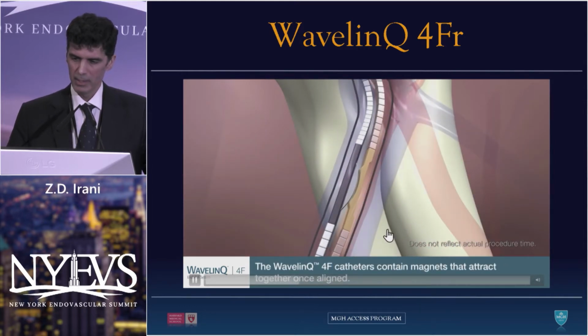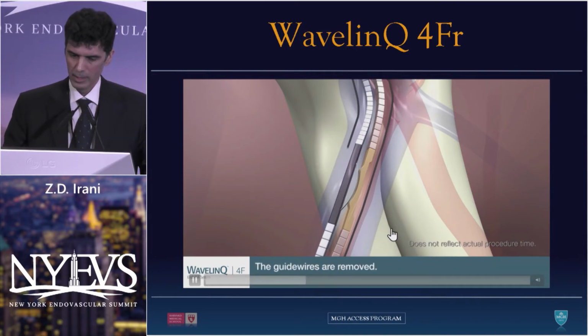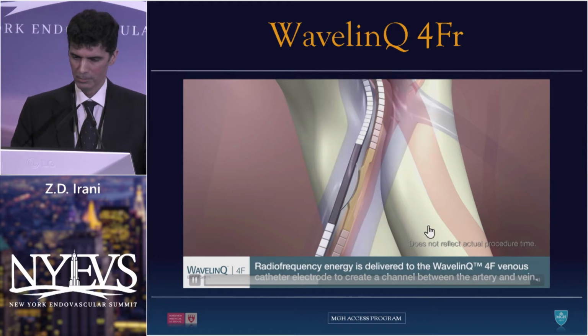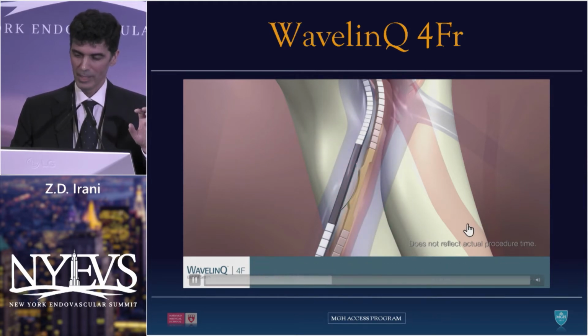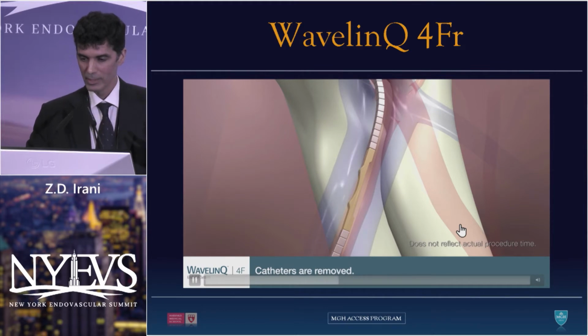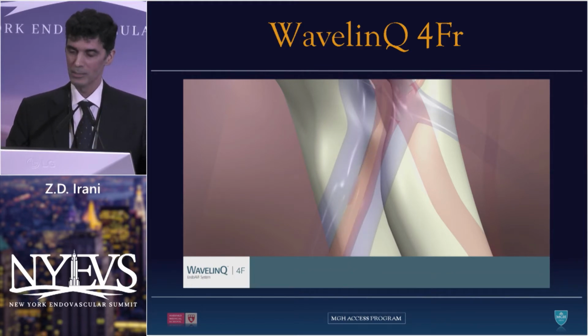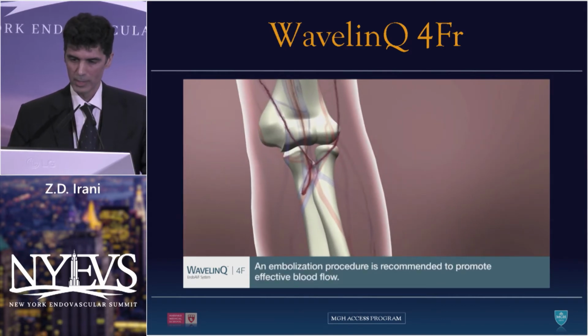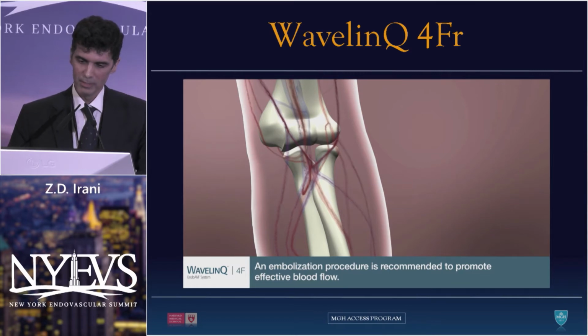And once everything's lined up and you're happy with the positioning, ultimately the button is pushed. And this shows a little blinking light, but in real life, there's a lot of energy imparted that activates the neuromuscular system, and there's actually sometimes violent contraction of the upper extremity. But ultimately you end up with this arterialized flow of the venous system.